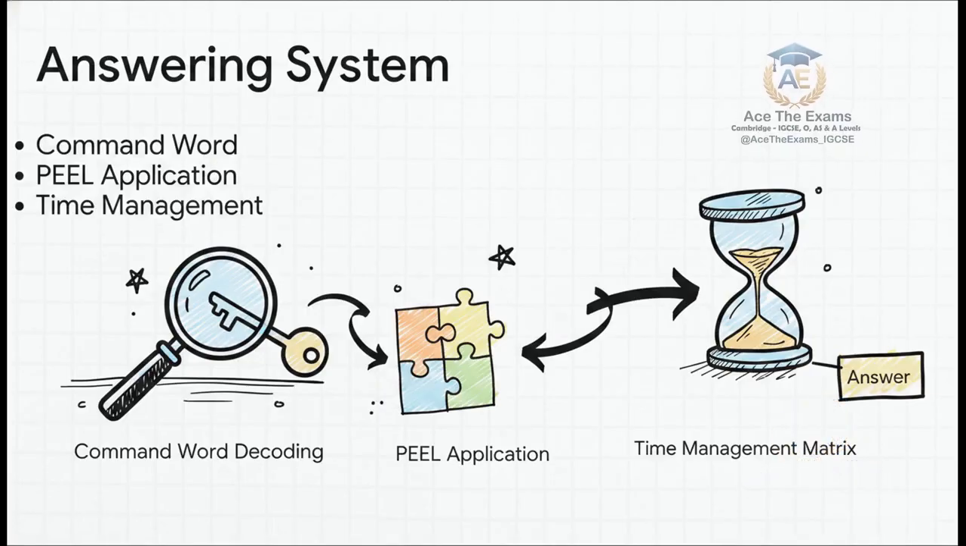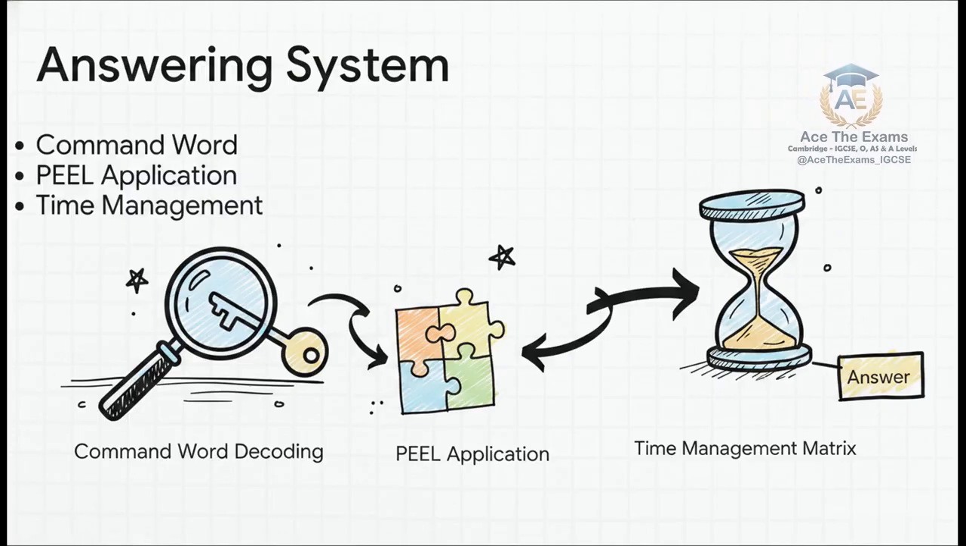Rule 1, command word decoding. Never, ever just start writing. Stop. Identify if the question asks you to state, describe, explain, or evaluate. Your depth has to match that command word perfectly. Rule 2, PEEL application. Structure your analytical answers with point, evidence, explanation, and link to ensure maximum contextual depth every single time.